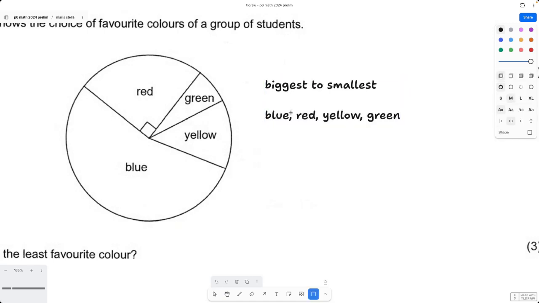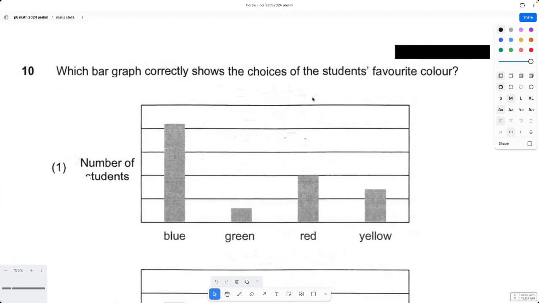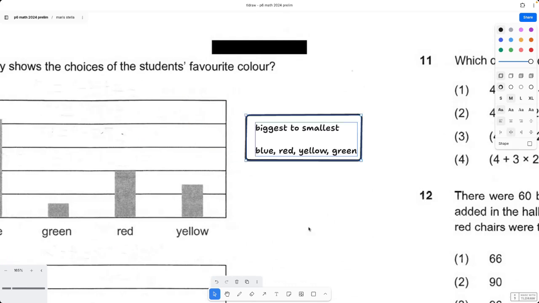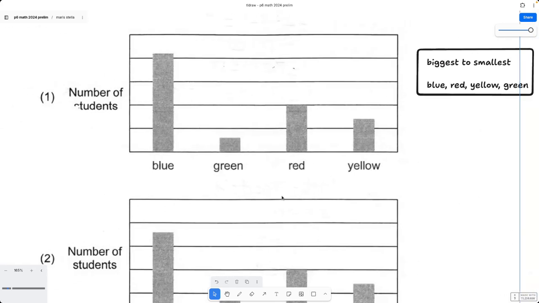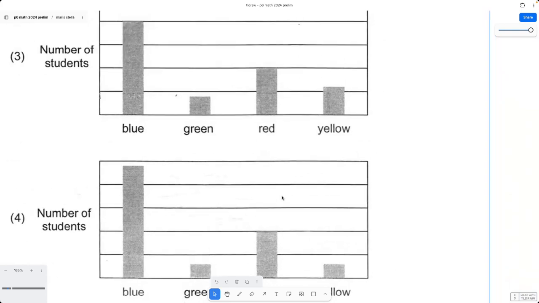Okay, so this is biggest to smallest. So I'm going to copy this and paste it here. Okay, biggest to smallest is blue, red, yellow, and green. So with that said, which is the biggest? We want blue. So blue looks like everything is the biggest.